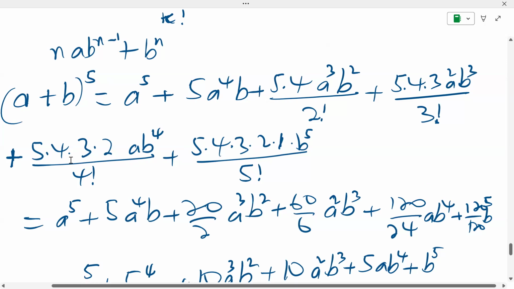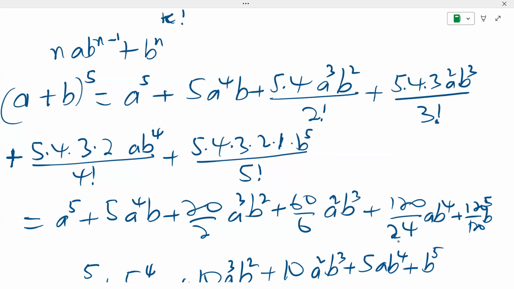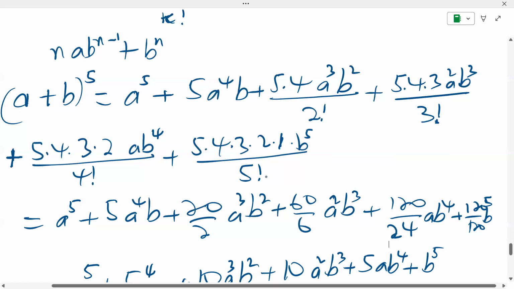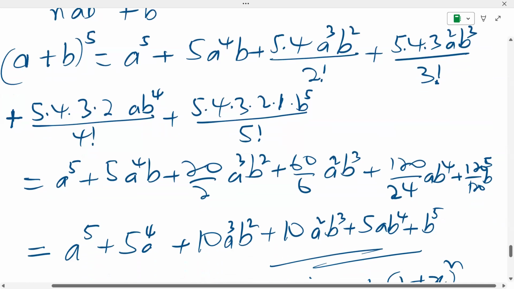When we come here too, we do the same. So 5 times 4, 20. Then 3 times 2, 6. That will give us 120. And then 4, 3, 2, 1 will give us our 24. Good. So that will give us 24 for that factorial. And then when we compute all this, 5 factorial over 5 factorial will give us 120 over 120, b to the power 5. So if we take our time and simplify, then we shall get the whole of this expression.